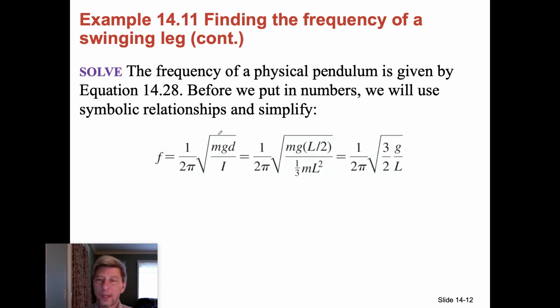So how do we calculate this? Well, the frequency of the physical pendulum is given by the equation that we derived earlier. All right, that's shown here, 1 over 2 pi times the square root of mg d over I. And so now we plug and chug here, or actually just kind of replace. We've got the mass times gravity times the quantity of distance is replaced with L over 2, and the quantity for I is replaced with 1/3 ml squared.